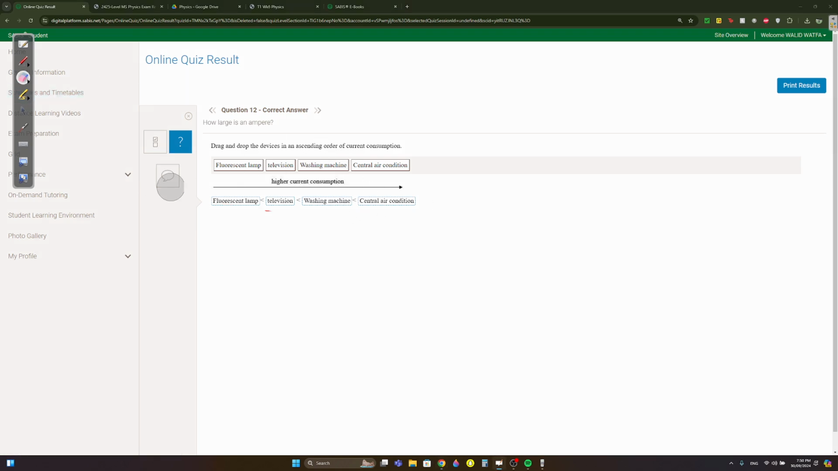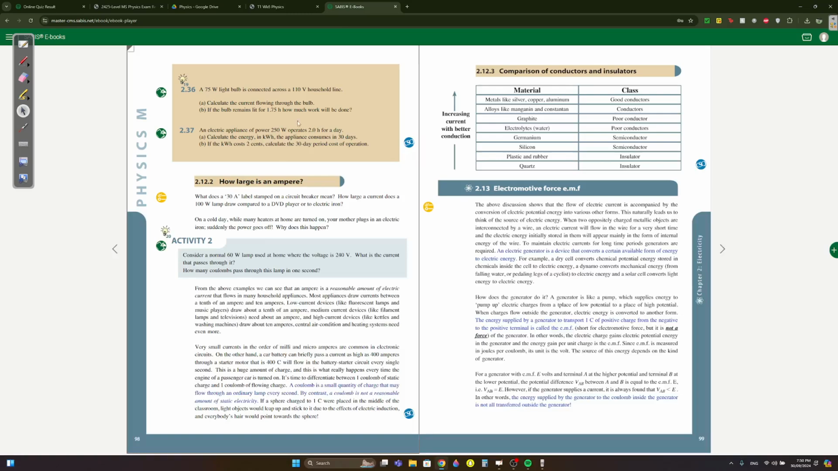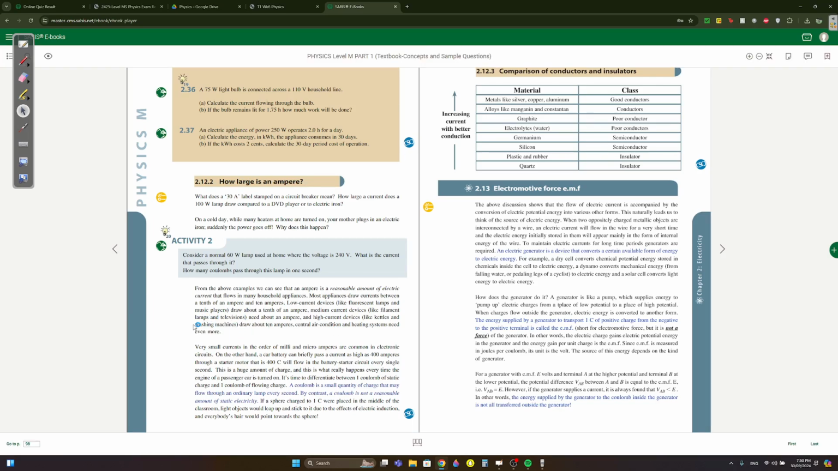Okay, memorize this question. Also, you know from the book that AC is like the heating system. They take almost the same amount of current. Television is like the filament lamp. Washing machine is like the kettle. Fluorescent lamp is like the music player.